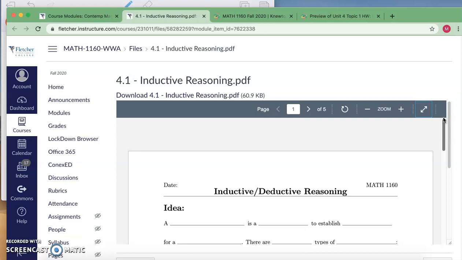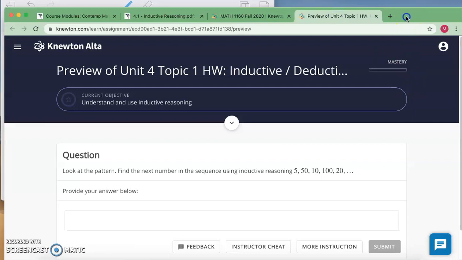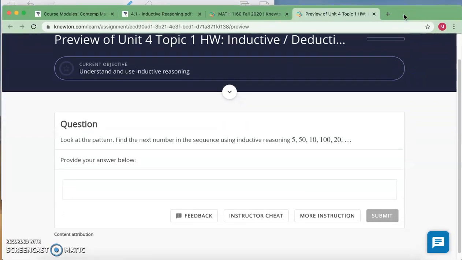The one thing I do want to do is go through a couple of examples for inductive reasoning just to make sure that it's really clear what you need to do. So I've clicked on a preview of the homework assignment just to go through an example. So here's looking at inductive reasoning. Again, with inductive reasoning, you have little parts and you're trying to come up with a general rule or a theory. In this question, it says, look at the pattern, find the next number in the sequence using inductive reasoning. So we're given a series of numbers and we're trying to come up with a pattern that applies to them.